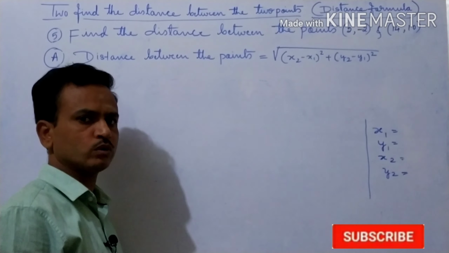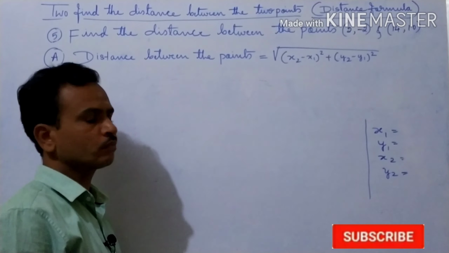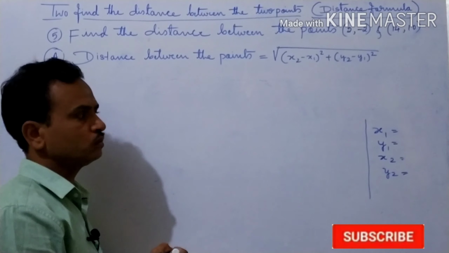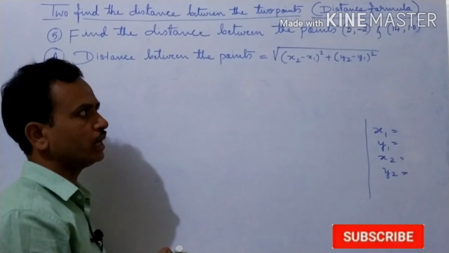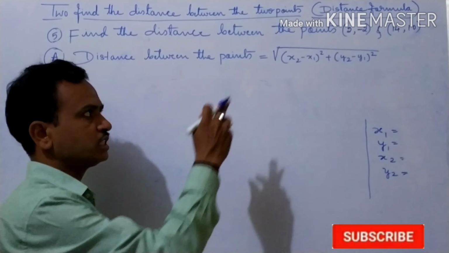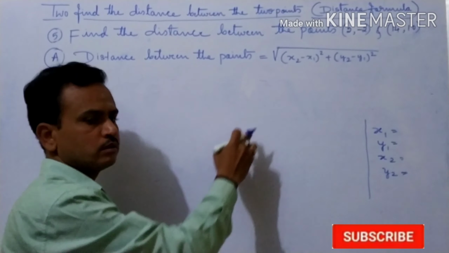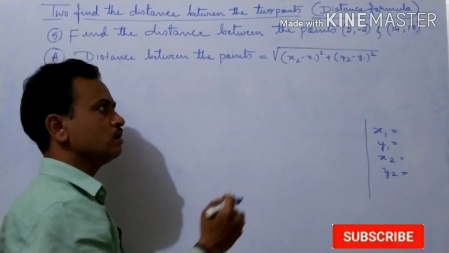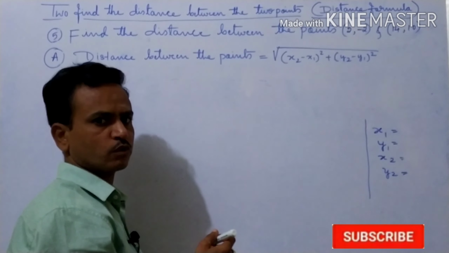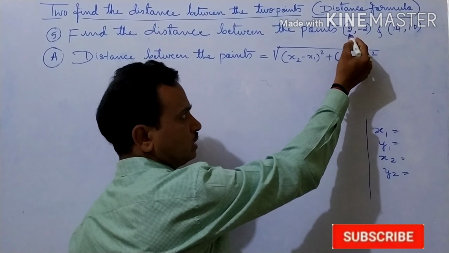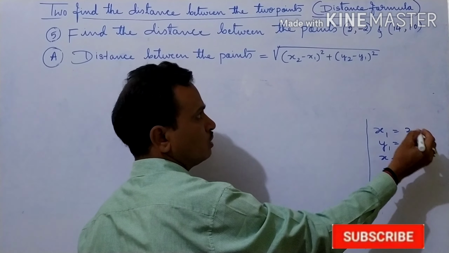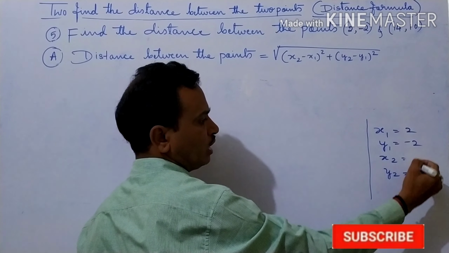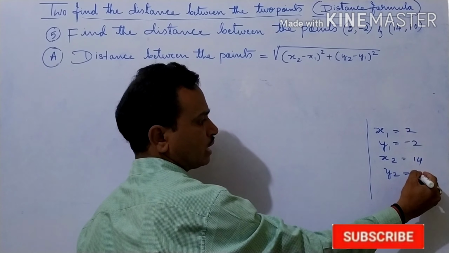Question number 5 on the distance formula. Here two points are given, (2, minus 2) and (14, 10). We should find the distance between the two points. So we have to use this formula, square root of (x2 minus x1) whole square plus (y2 minus y1) whole square. Here x1 is 2, y1 is minus 2, then x2 is 14, y2 is 10.